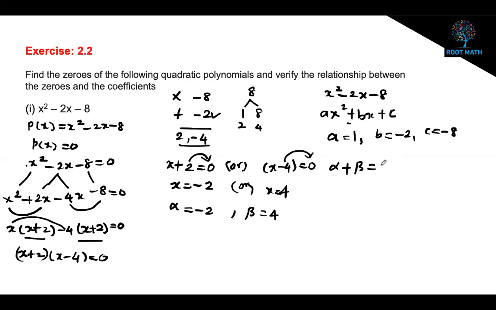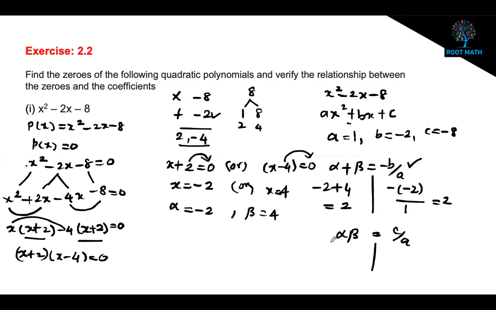Alpha plus beta should be equal to negative b by a. We'll check on it. Alpha plus beta is minus 2 plus 4, which is equal to 2. Minus b by a is minus of minus 2 by a value 1, which is equal to 2. So alpha plus beta is equal to negative b by a is verified. Next, we are checking alpha beta should be equal to c by a. Alpha beta means minus 2 multiplied with 4, which is equal to negative 8. C by a is, c is negative 8 and a value is 1, which is equal to negative 8. So alpha beta is equal to c by a is also verified.